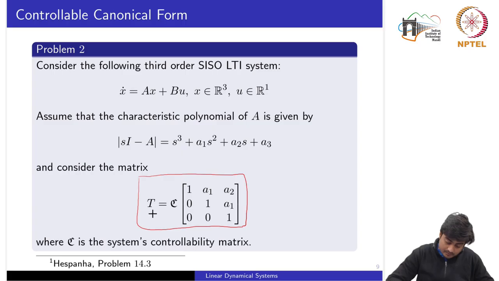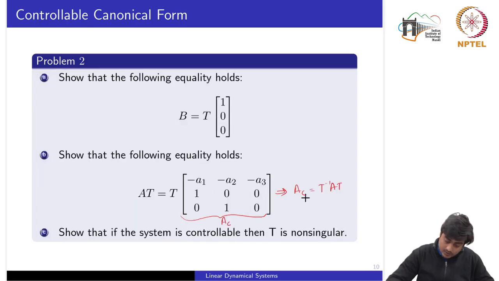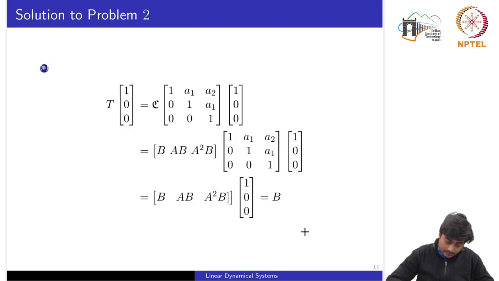Another method is that, again using the controllability matrix and some coefficients of the characteristic polynomial, we can define a T matrix which happens to give us the controllable A matrix, and at the same time it would be non-singular if the system is controllable.